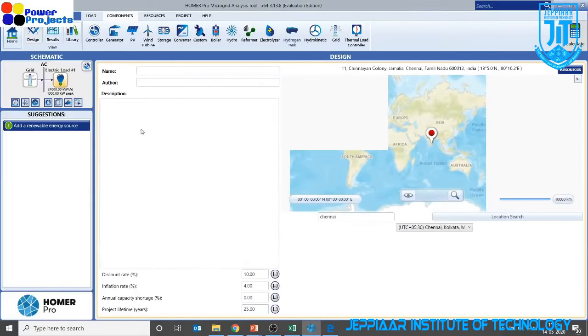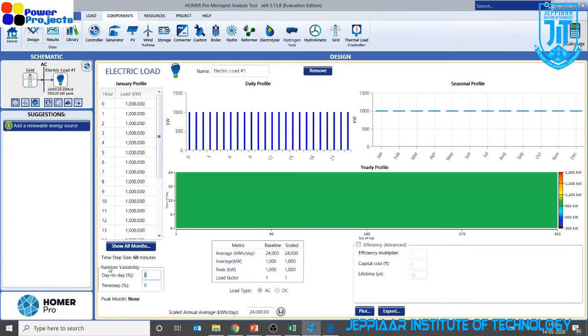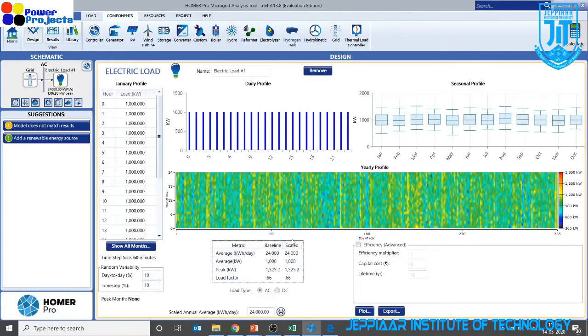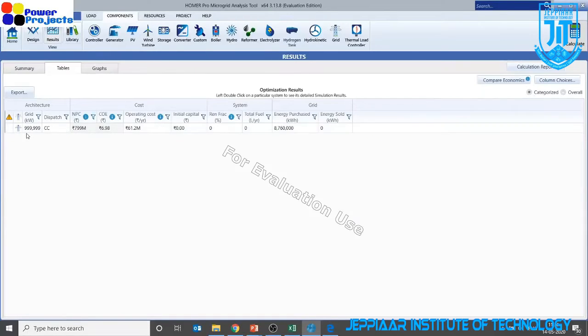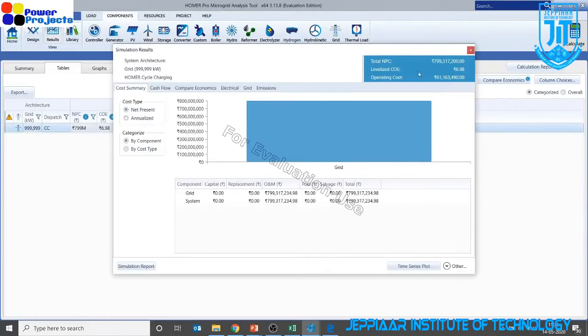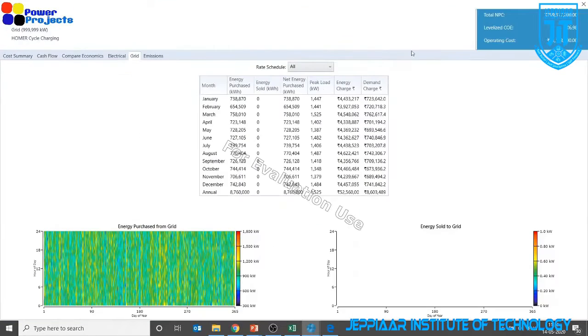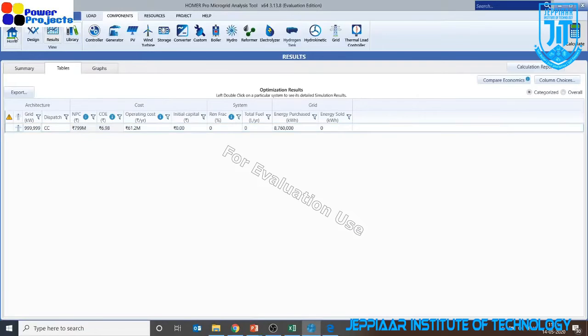If I change this load with the load variations, it is given straight away here that the peak demand has increased to 1525. If I go with that, you can understand very well that the price has increased to 6.98 rupees for the grid. You can see on a monthly basis the demand charges which you are paying. For the energy charge there is no difference, but for the demand charge there is definitely a difference because your peak load is changing. I think that's clear.